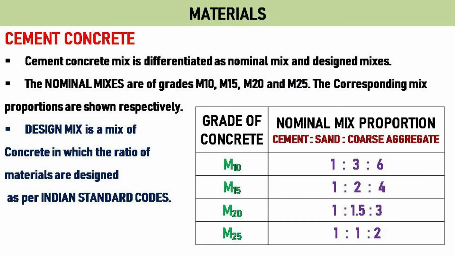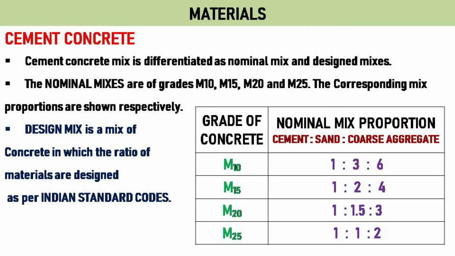Slide 3. Now we will know about cement concrete. Cement concrete mix is differentiated as nominal mix and designed mixes. The nominal mixes are of grades M10, M15, M20, and M25. The mix proportions of different grades of concrete as per IS 456 are shown here. For M10 grade of concrete the nominal ratio is 1:3:6. That is 1 part of cement, 3 parts of sand and 6 parts of coarse aggregate are mixed to get this grade of concrete. For M15 grade of concrete the nominal ratio is 1:2:4.